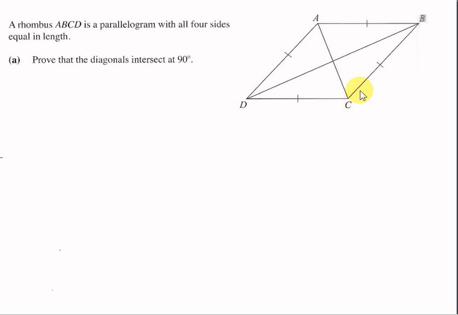But it's not true, of course, in general that AD equals DC. AD and DC are normally different. They don't have to be the same. But what we can say is that DC is always equal to AB in any parallelogram.